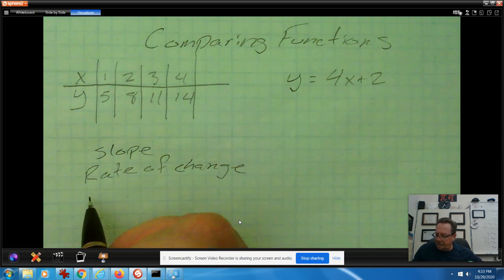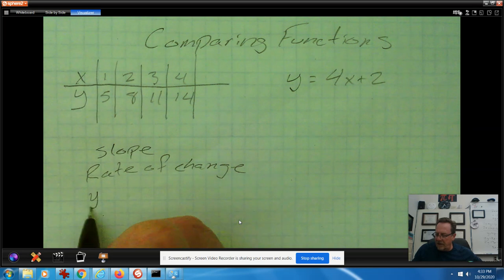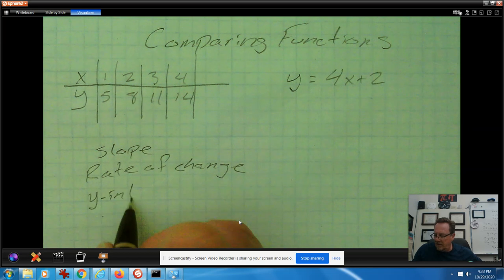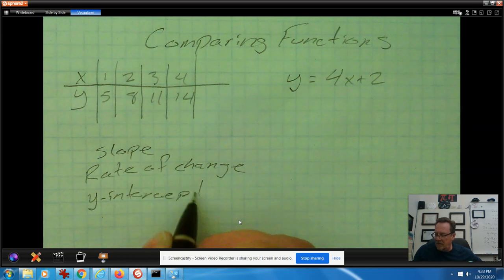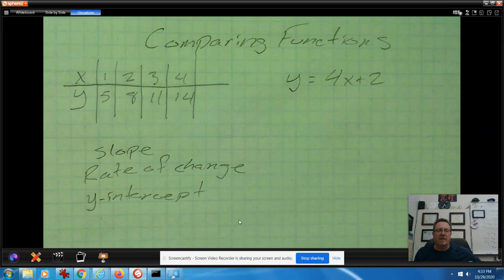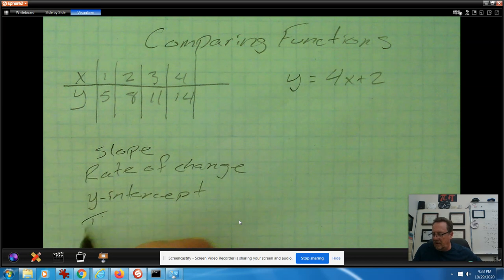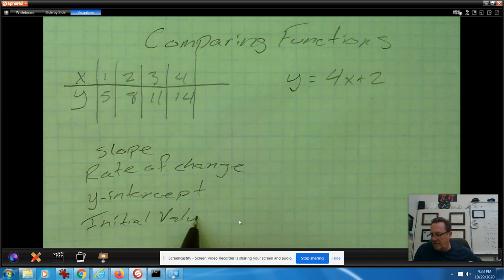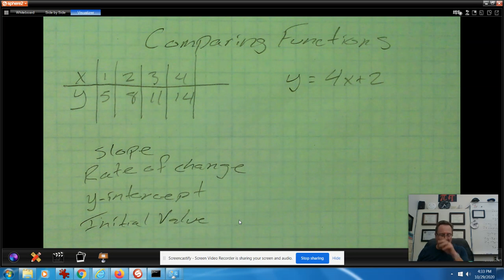And your y-intercept on a graph is the place where the line crosses the y-axis. But in most applications, it's really what we call the initial value, what we start with.